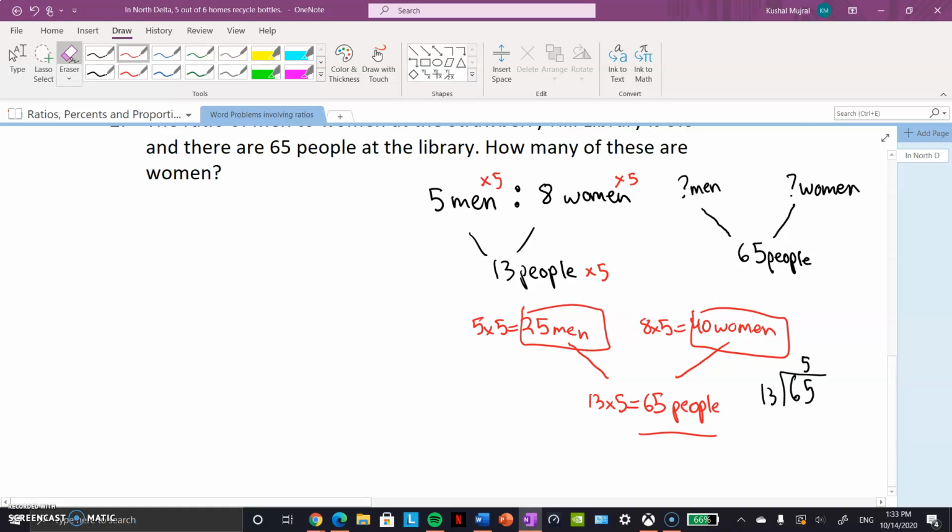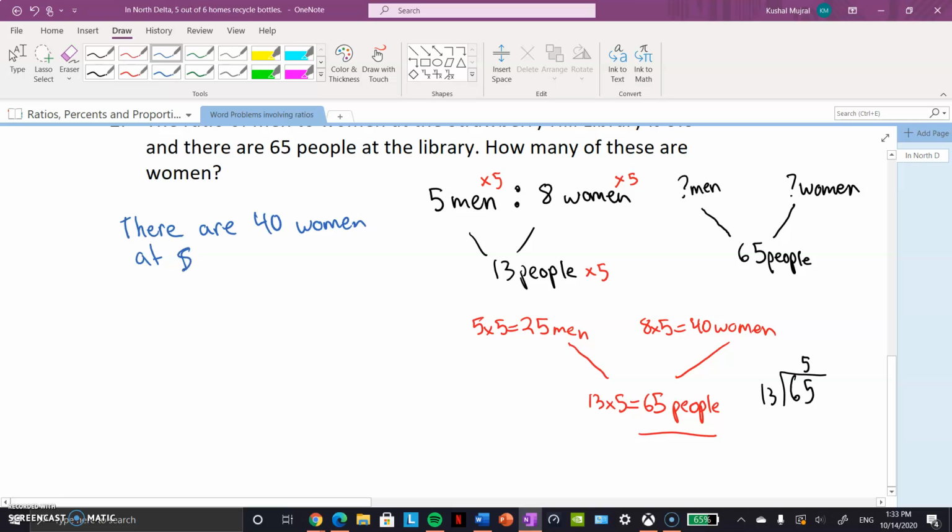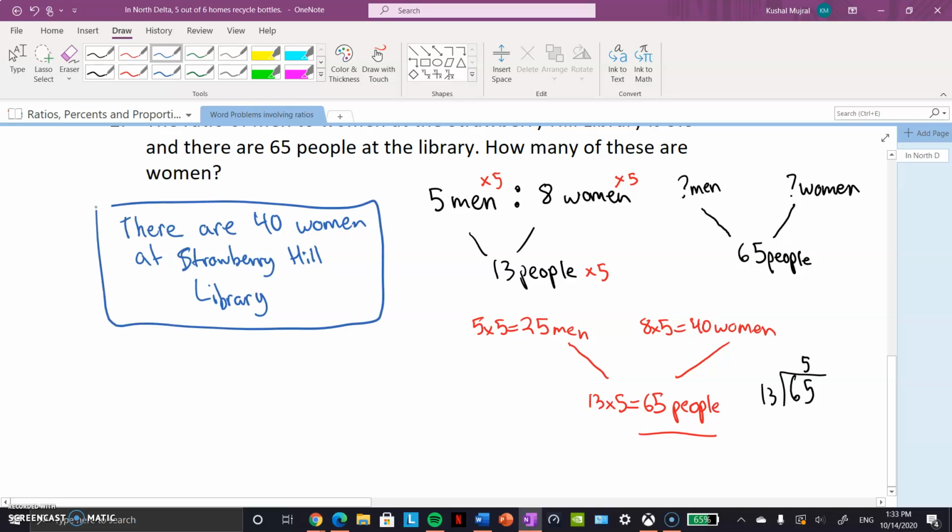Okay? So what this question is asking, though, is how many of these are women? So we're going to write, there are 40 women at Strawberry Hill Library. Okay, that's our answer, and you box it, and that's word problems involving ratios.